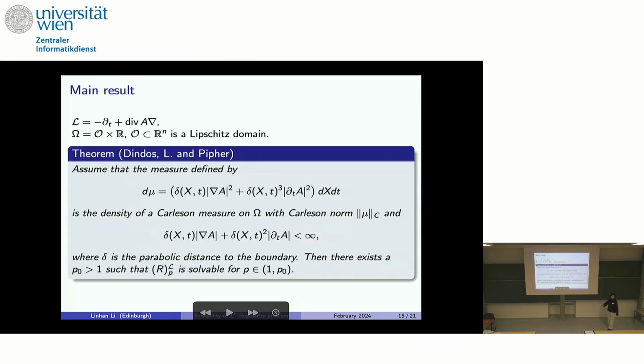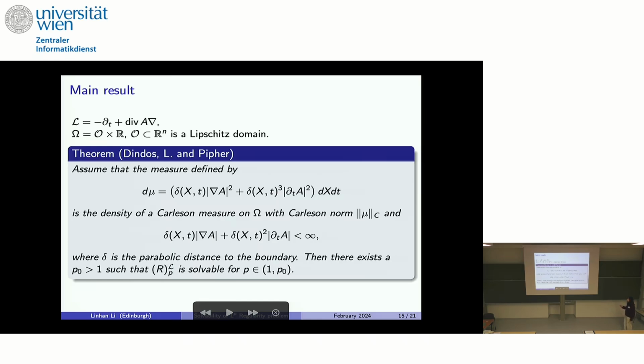So here, this is the main result formulated again. This is the operator, and the domain is a Lipschitz cylinder. We assume this, so this is basically the parabolic Carleson condition that I mentioned before. The only difference from the elliptic setting is that we will also assume that the t derivative of the matrix also satisfies this Carleson condition. So if you take the dt of A and square it, now because of the scaling, you will have the distance to the boundary cubed. So we assume that this is a Carleson measure on omega, and we have an L-infinity bound of the gradient and the t derivative of the matrix.